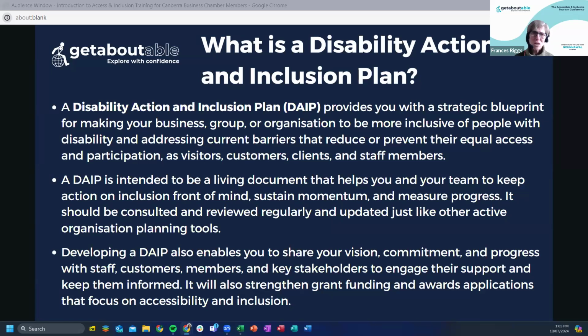So the Disability Action Inclusion Plan translates your commitment to inclusivity into a set of objectives and actions with timelines and notes on who is responsible for each aspect of implementation, aimed at achieving those desired outcomes. Disability action inclusion plans also provide a framework for the provision of reasonable adjustments and responding to the diverse needs of people with disability, assisting organisations to meet their obligations under the Disability Discrimination Act 1992.